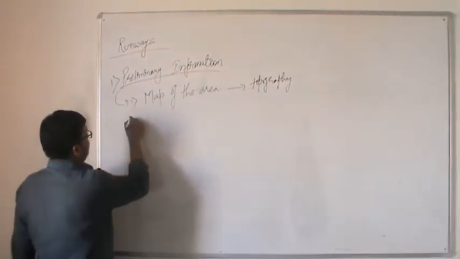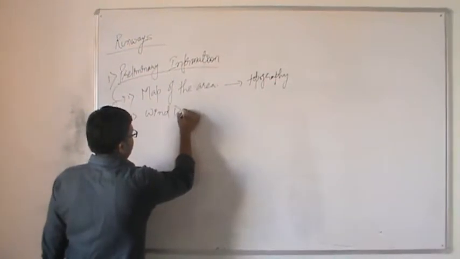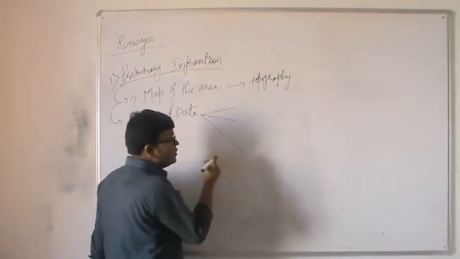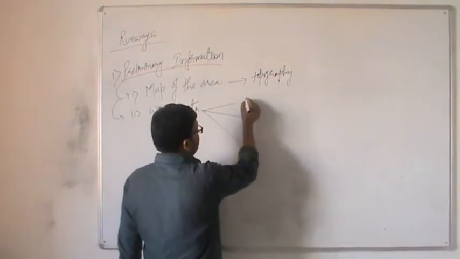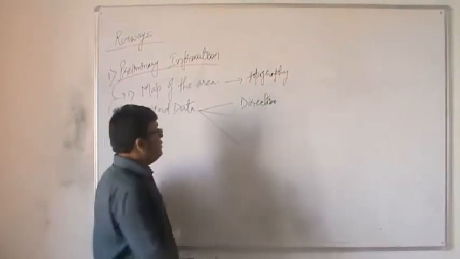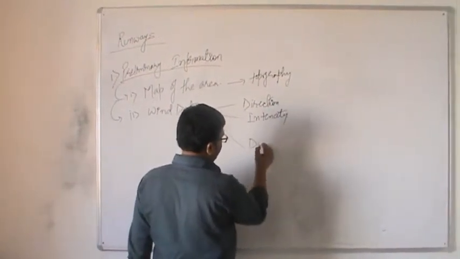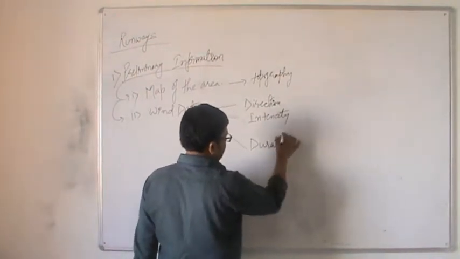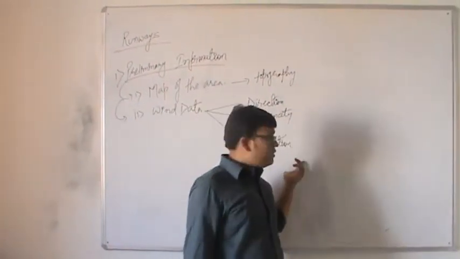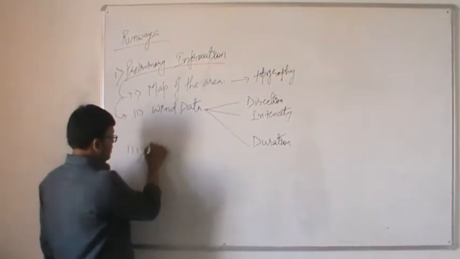The second one we want is the wind data. There are three types of data we want within the wind data category: the direction of wind, the intensity of wind, as well as the duration of wind. And the third type is the fog characteristic of the area.